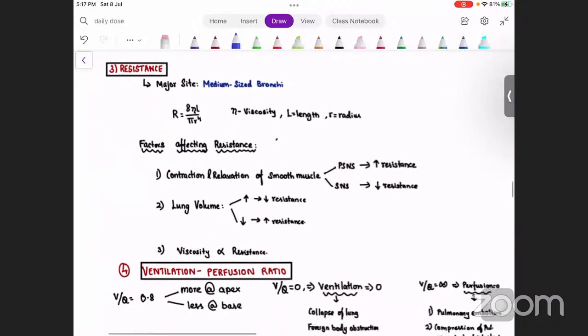Then the next parameter we are going to talk about is resistance. Speaking of resistance, the major site of resistance is the medium-sized bronchi, and resistance can be measured with 8 rho L divided by pi R to the power 4, where rho is the viscosity, L is the length, and R is the radius. So resistance is directly proportional to the length and viscosity, and inversely proportional to the 4th power of the radius.